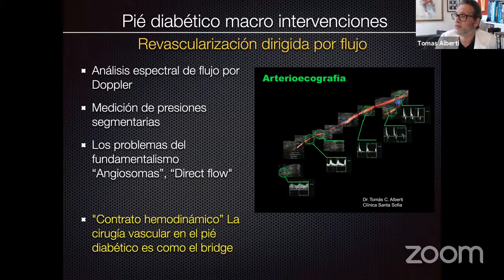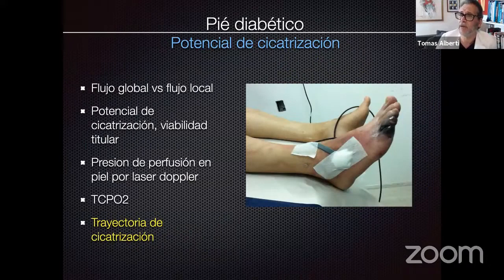Hay que recordar que el potencial de cicatrización es cosa difícil de determinar, porque no solamente tenemos el flujo global, que es lo que medimos con el índice isquémico o el índice tobillo-brazo o el índice dedo-brazo.